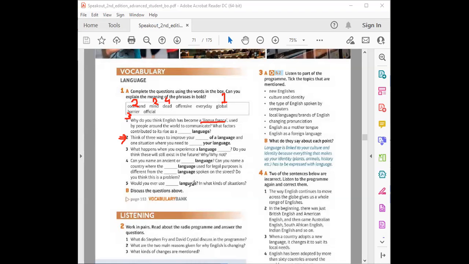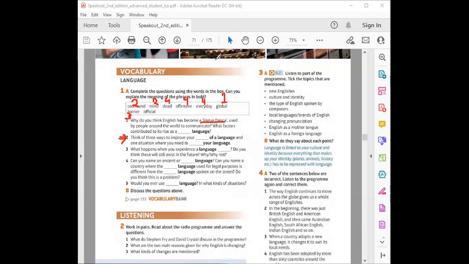Can you name a country where the official language used for legal purposes is different from the everyday language spoken on the street? Do you think that this is a problem? So here, where the official language used for legal purposes is different from the everyday language. That's correct.